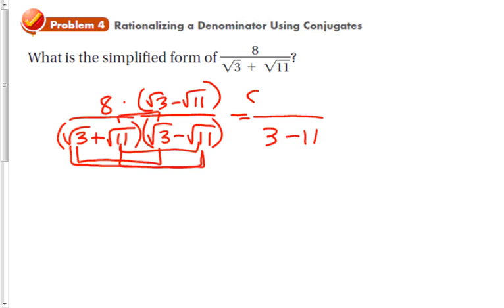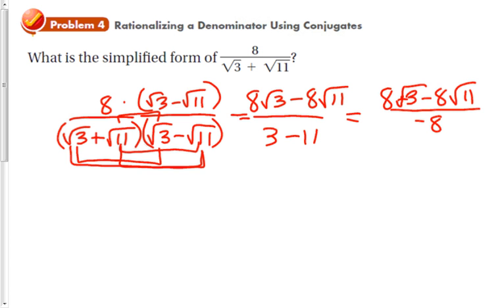And on the top, we can go ahead and distribute that 8. And that gives us 8 times the square root of 3 minus 8 times the square root of 11, divided by negative 8. That can be simplified. There's a factor of 8 in all of those. So 8 divided by negative 8 is negative 1 square root of 3. And negative 8 divided by negative 8 is 1 and the square root of 11. All right, you try that.